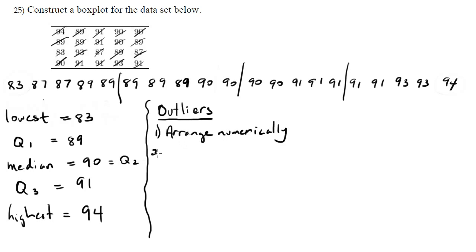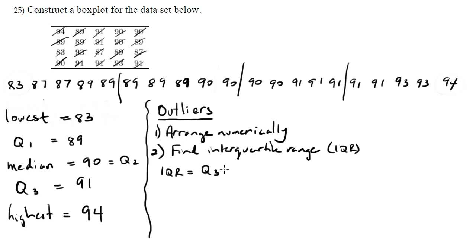We've done that. The second step is to find what's called the interquartile range, otherwise known as IQR. And the formula for that, IQR, equals just Q3 minus Q1. Simple formula to find the interquartile range. Third, we want to multiply that IQR by 1.5.